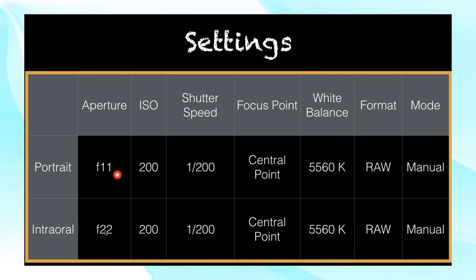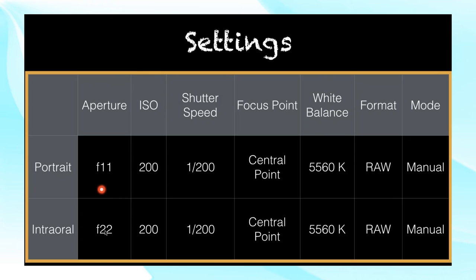So the aperture, when we're taking a portrait, we're going to take it at f/11. Everything is going to be in focus and ISO 200. So the only thing that's going to change is the flash power that you're going to have on your external flashes. Because remember, we have to have external flashes.